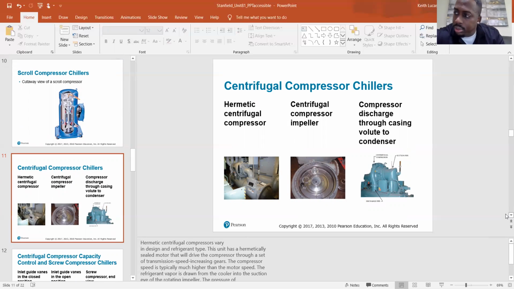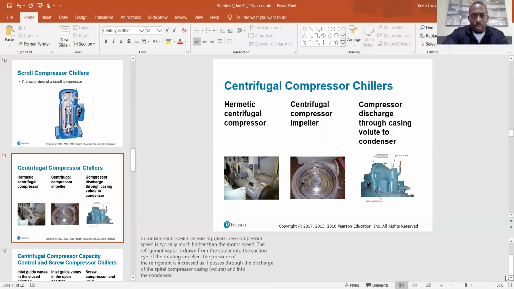Centrifugal compressor chillers. Hermetic centrifugal compressors vary in design and refrigerant type. This unit has a hermetically sealed motor that will drive the compressor through a set of transmission speed increasing gears. The compressor speed is typically much higher than the motor speed. The refrigerant vapor is drawn from the cooler into the suction eye of the rotating impeller. The pressure of the refrigerant is increased as it passes through the discharge of the spiral compressor casing and into the condenser.